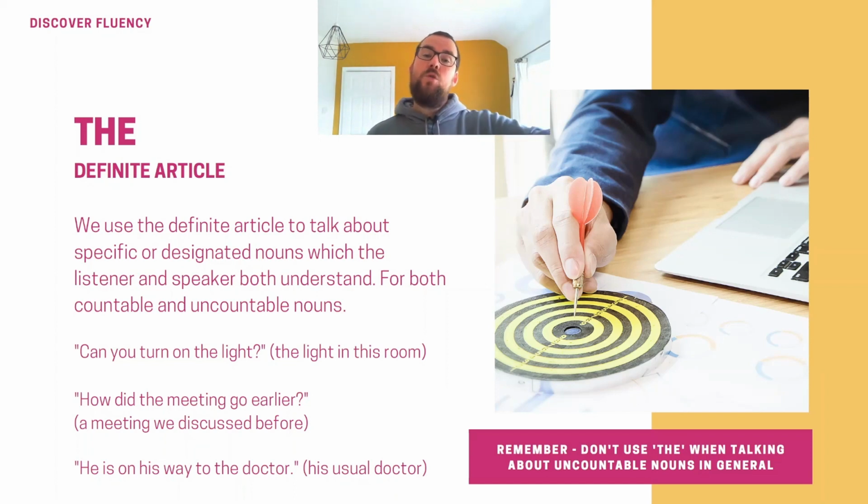That means that maybe we talked about the meeting, or we both already knew about the meeting, and now you're just saying, oh, the meeting we discussed before, the meeting we both knew about, how did that go? And finally, he's on his way to see the doctor. This is one of the special ways we use it, where it is a normal place or person that you visit. So often the supermarket, the doctor, the dentist, you normally mean your doctor, your supermarket, your dentist. Even if there are multiple doctors and multiple supermarkets, usually we just say the.